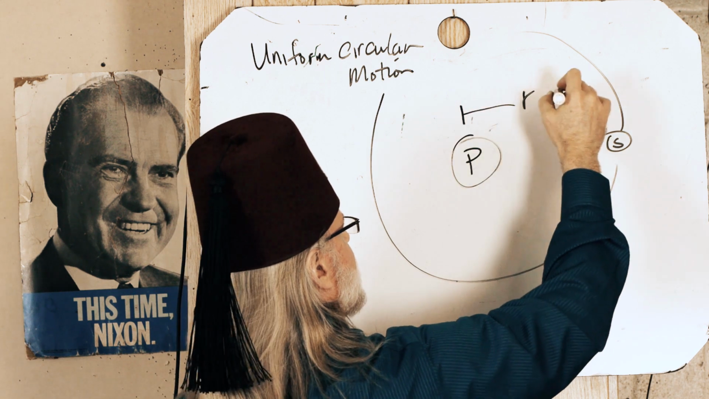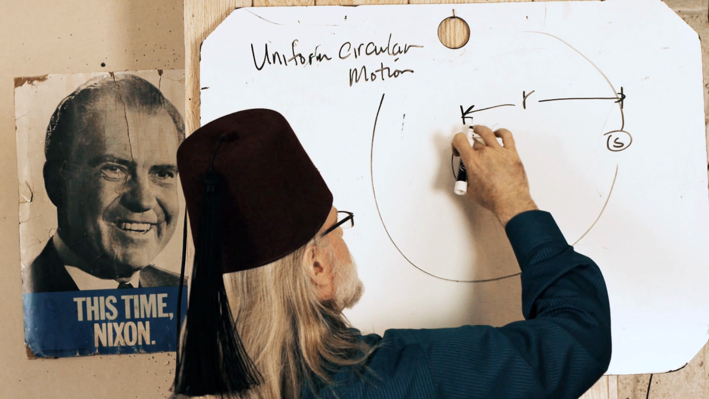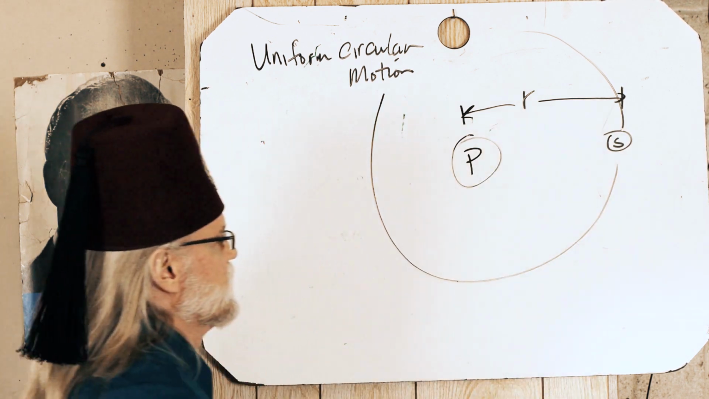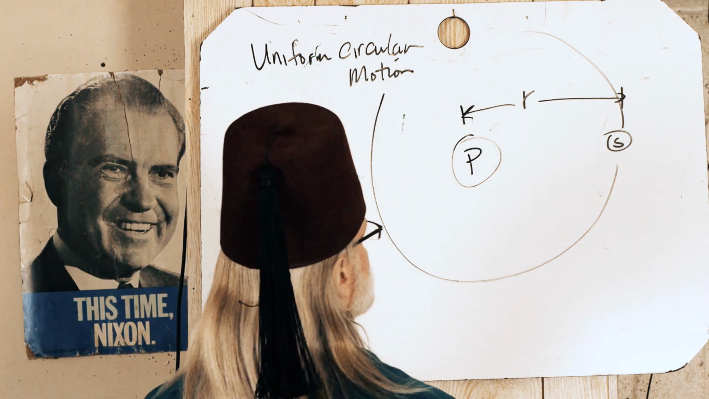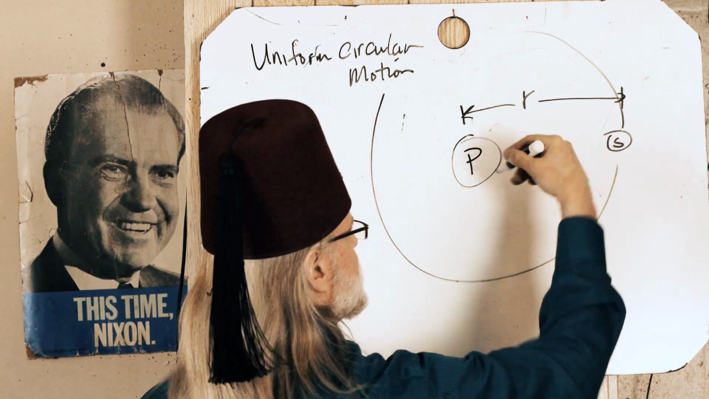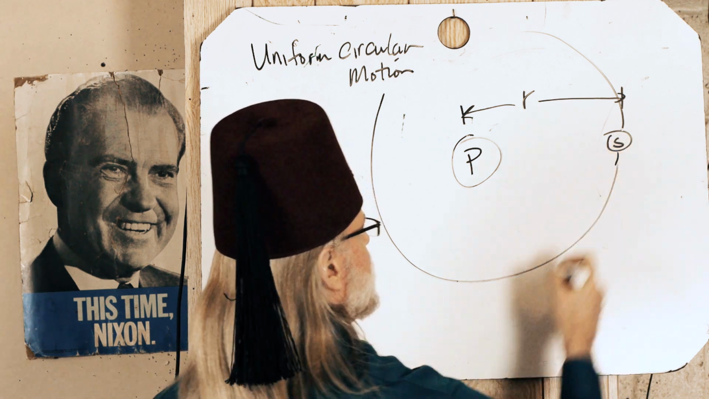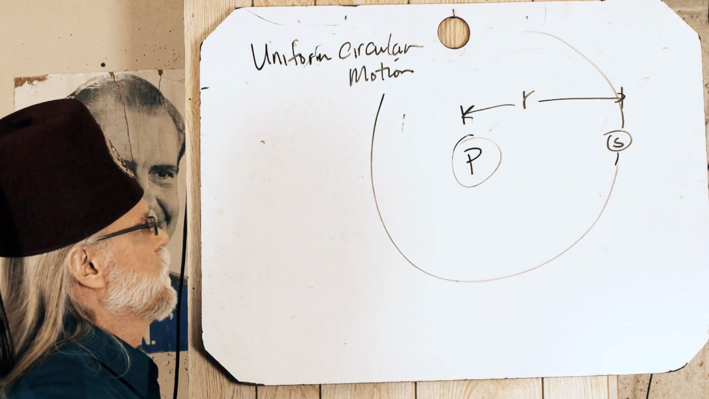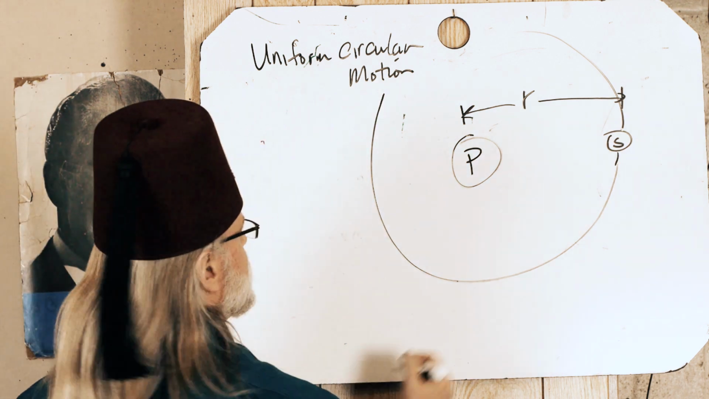Radius, okay, and in all our distances in gravity will always be measured from center of mass to center of mass, and certainly radius will be measured in those terms. So we have something going around a planet, and we want to analyze it. Of course, we want to know something about motion and we know something about forces, so we're going to apply Newton's second law.